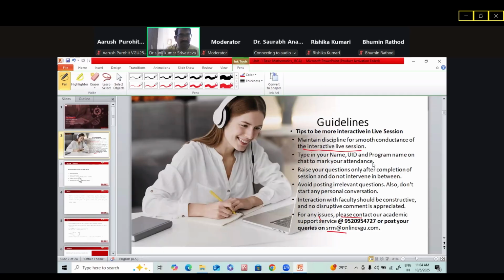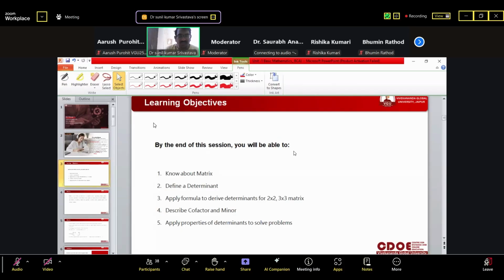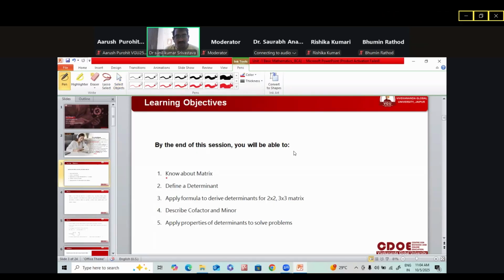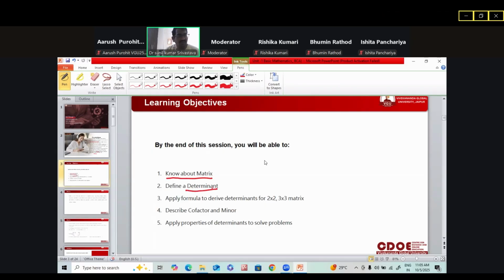Before starting the session, first of all, we have to come across the learning objective of this session. What do you learn in this session? By the end of the session, you will be able to understand the meaning of the matrix. First of all, we have to know what a matrix is. Then we define the determinant. What is the definition of determinants?